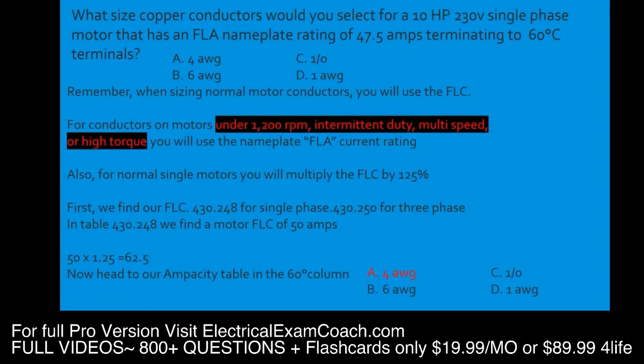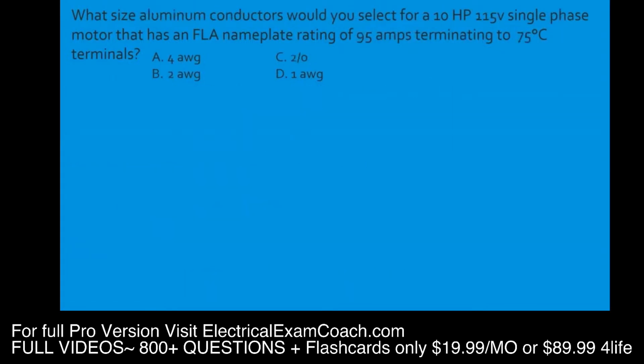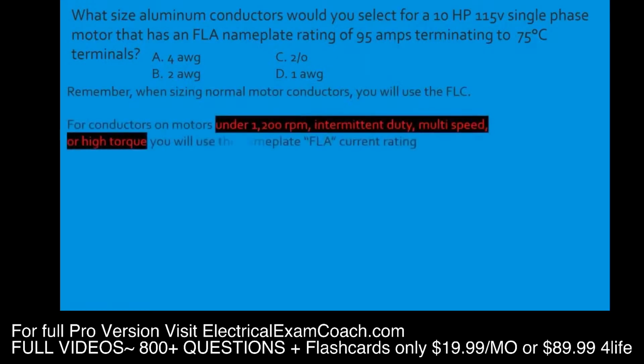Great job. What size aluminum conductors would you select for a 10 horsepower, 115 volt single phase motor that has an FLA nameplate rating of 95 amps, terminating to 75 degree C terminals? We're going to use the motor FLC for normal motor conductors. Also, with these motors, we're going to use the FLA. For single motors, we're going to multiply the FLC by 125%.